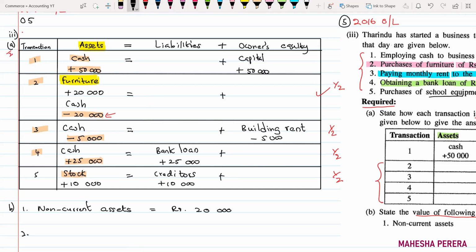So in this question it's better if you can show your answer in this format. You are going to write rupees on the right side and you say cash and write the net value of cash. It is actually, we found it, it's 50,000.